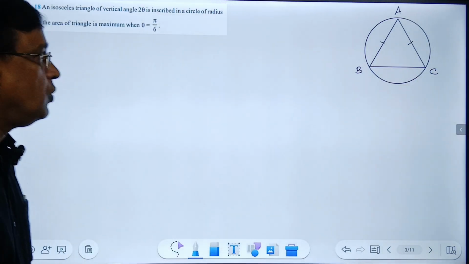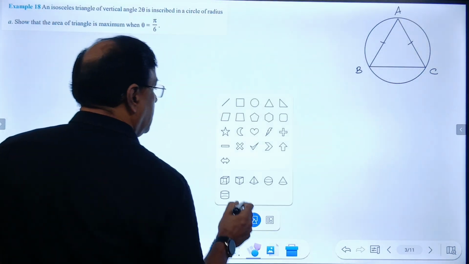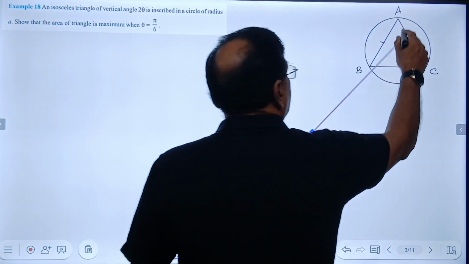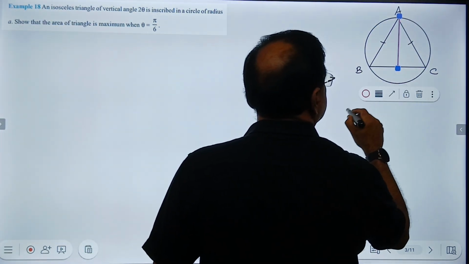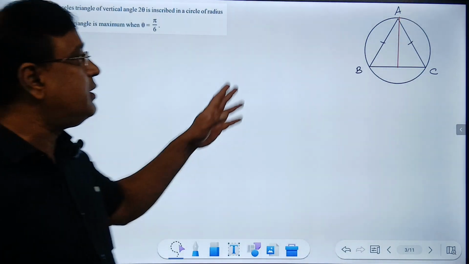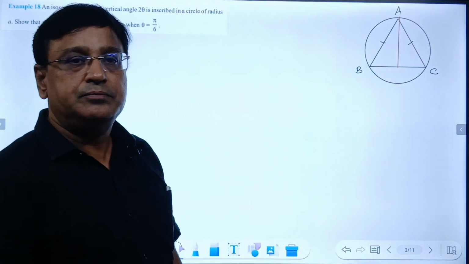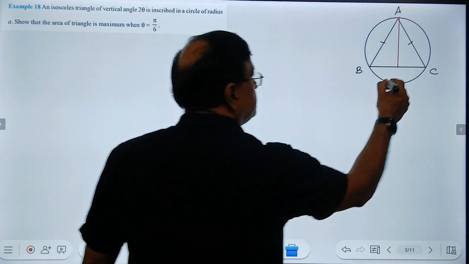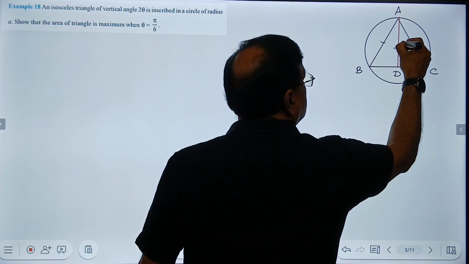Isosceles triangle. Okay, now let me drop a height. The height will be this. So this is the perpendicular drawn to the isosceles triangle. So if the area of the triangle has to be maximum, and if it is an isosceles triangle, then definitely that height must pass through the center. Okay, so it has to pass through the center. So I call the center as O.